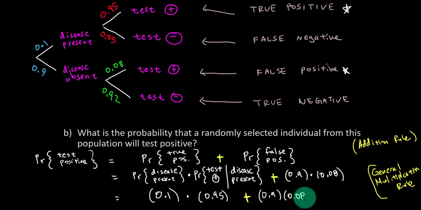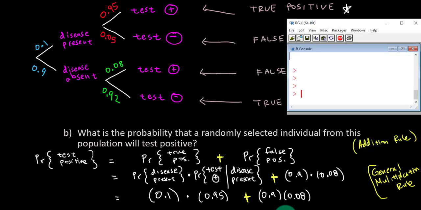And for thoroughness here, I'll just rewrite that product, but now I'm going to get the assistance of a calculator to help me compute this. Hello, R, 0.1 times 0.95 plus 0.9 times 0.08, about 16, almost 17%. I guess it's exactly 16.7%.